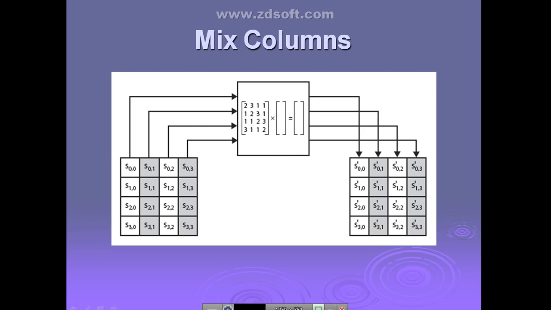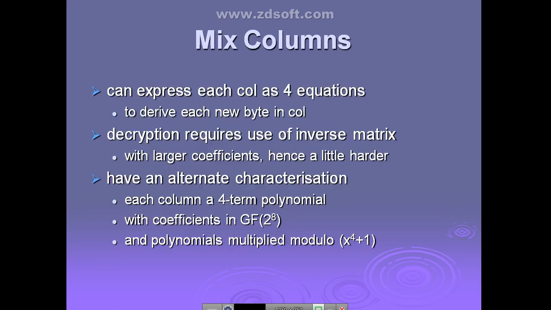Clear? Each column, each byte, will be mapped with a new value. See here, after doing something like a matrix multiplication, whatever values you get, each value will be replaced with the new value. Clear? Yes guys, you only need to remember what the work of that particular operation is in an AES round. I hope it is clear.